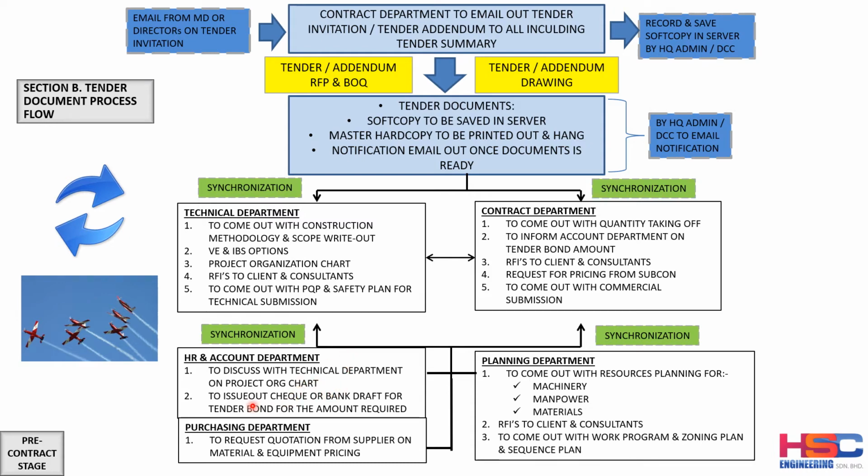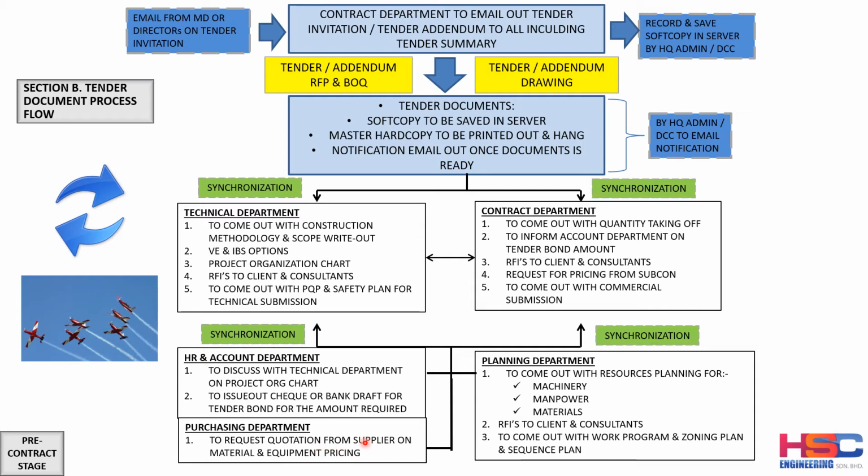And secondly, the account department will have to issue out the check or bank draft for the tender bond for the amount required. This is the synchronization given by the contract department to the HR department, to the account department. And next, the purchasing department is to request quotation from suppliers on material and equipment pricing. So these are the requirements for the purchasing department.